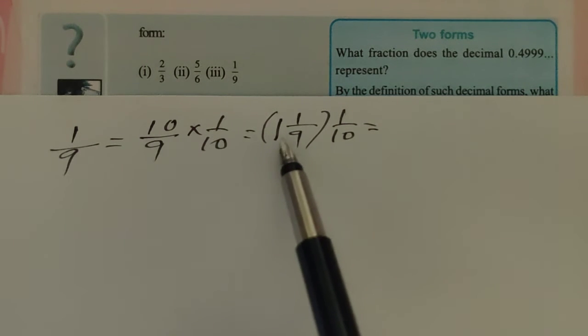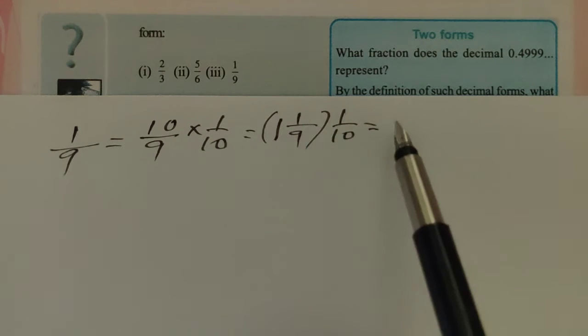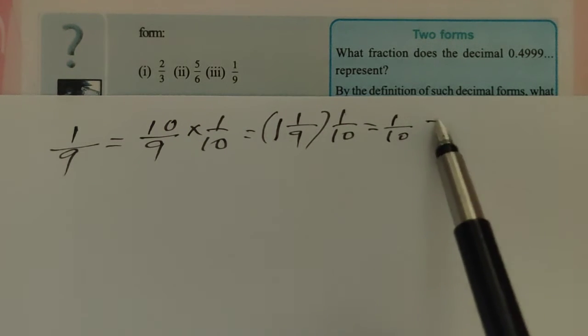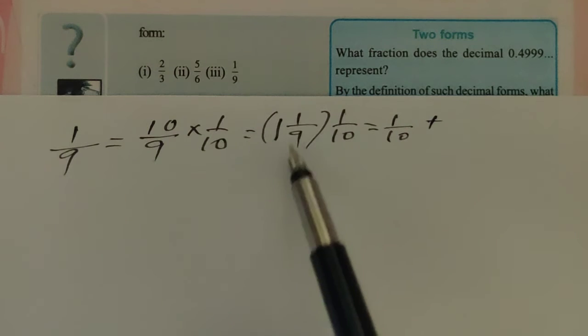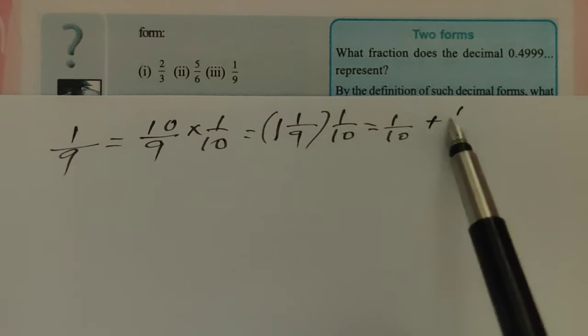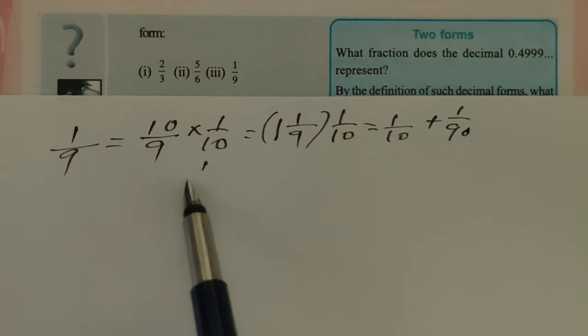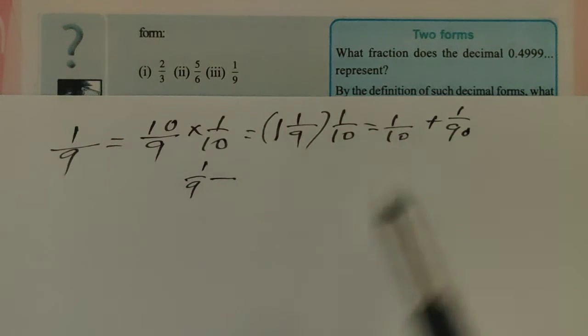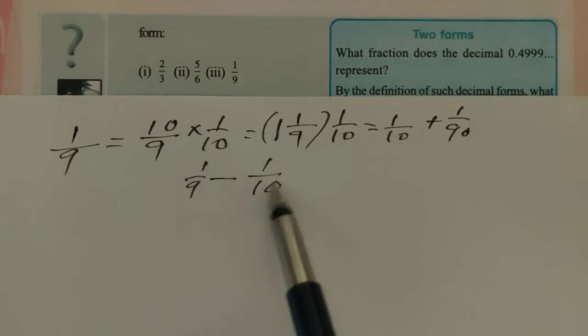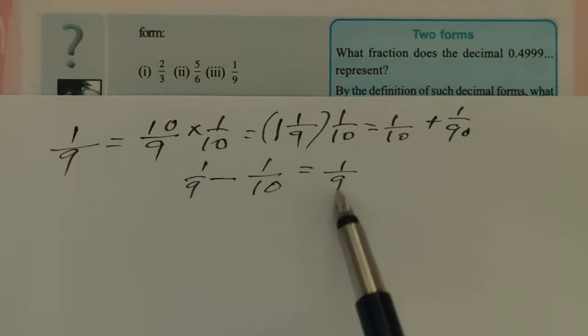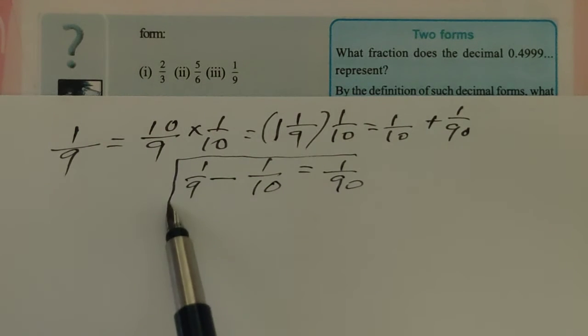That is, you get 1 plus 1 by 9. Therefore, 1 into 1 by 10 is 1 by 10, plus 1 by 9 into 1 by 10 is 1 by 90. Therefore, from this equation, 1 by 9 minus 1 by 10 gives you 1 by 90. You put it in the box.